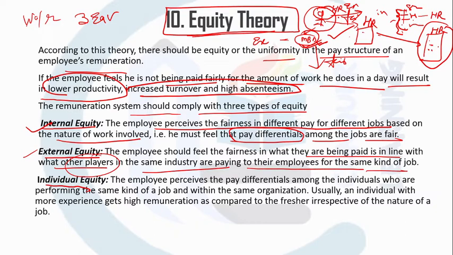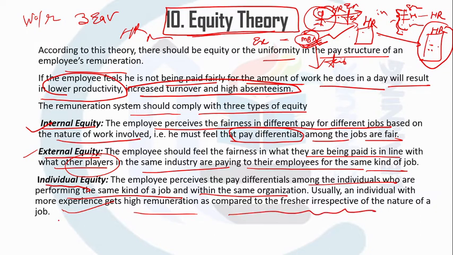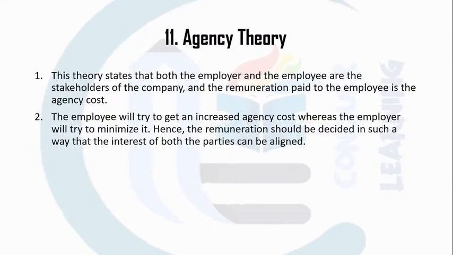So this is external. Individual equity: the employee perceives the pay differential among the individuals who are performing the same kind of job within the same organization. So he is an HR executive, and on the basis of his qualification is compared with another HR executive having the same qualification. Usually an individual with more experience gets higher remuneration as compared to a fresher, irrespective of the nature of his job. So what kind of experience and qualification he is holding. So that was your equity theory.